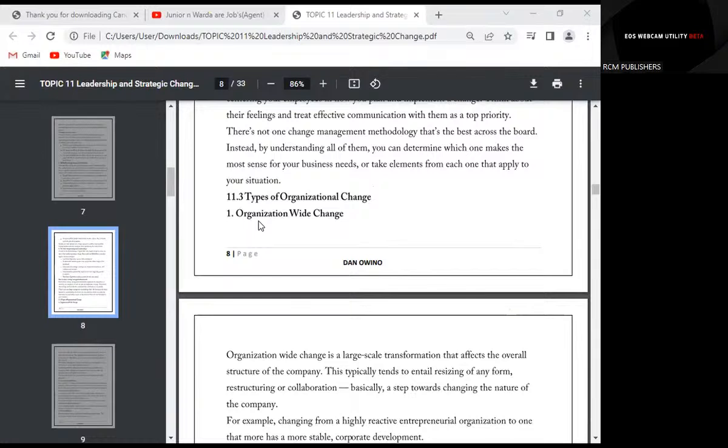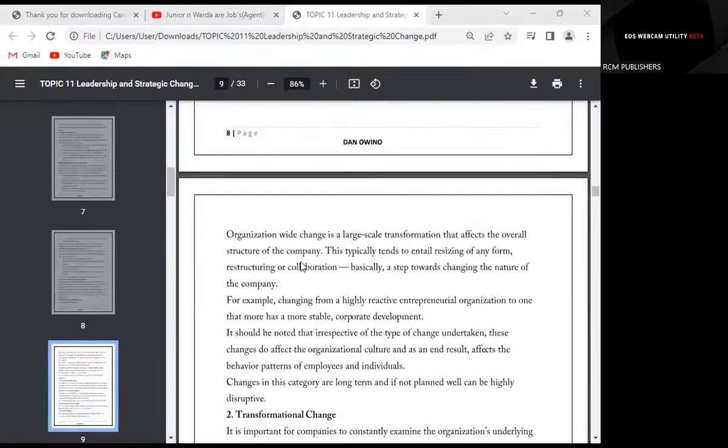First we have organization-wide change. Organization-wide change is a large-scale transformation that affects the overall structure of the company. This typically entails resizing of any form, restructuring, or collaboration, basically a step towards a change in the nature of the company. For example, changing from a highly reactive entrepreneurial organization to one that has more stable corporate development.